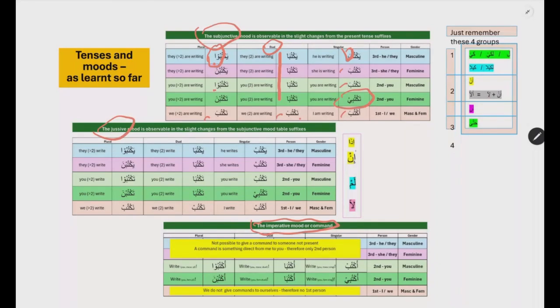And here we just had a na and a na. Okay, so those were the differentiating features for the subjunctive mood. And we said the subjunctive is easy to identify in practice, because you just have to remember these 4 groups of words that always precede a verb in this particular mood.